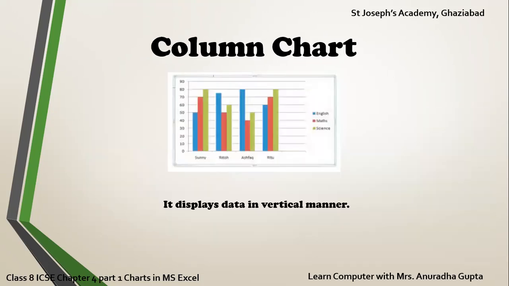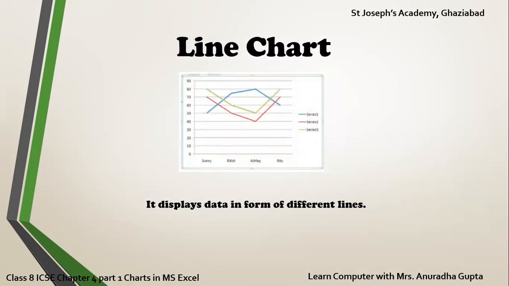Let's learn first about the column chart. Column chart displays data in a vertical manner. Look, the data points are all appearing in a vertical manner. This is about the column chart. Second type of chart is line chart. Line chart displays data in the form of different lines. Just look at the data points. Data points are joined with the help of different lines.